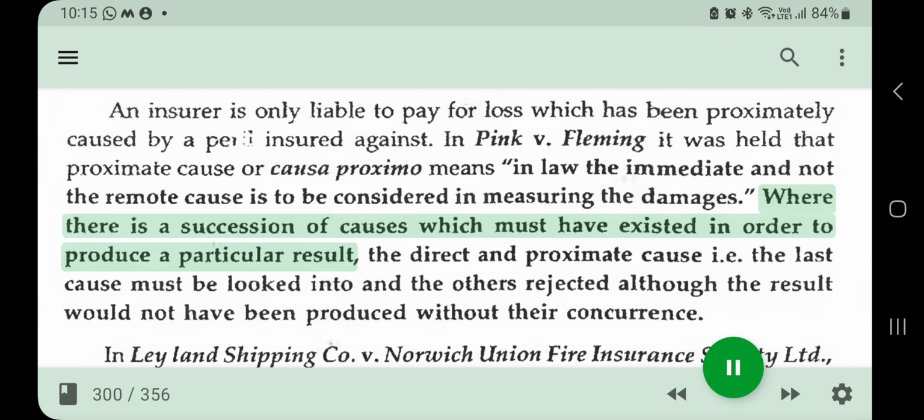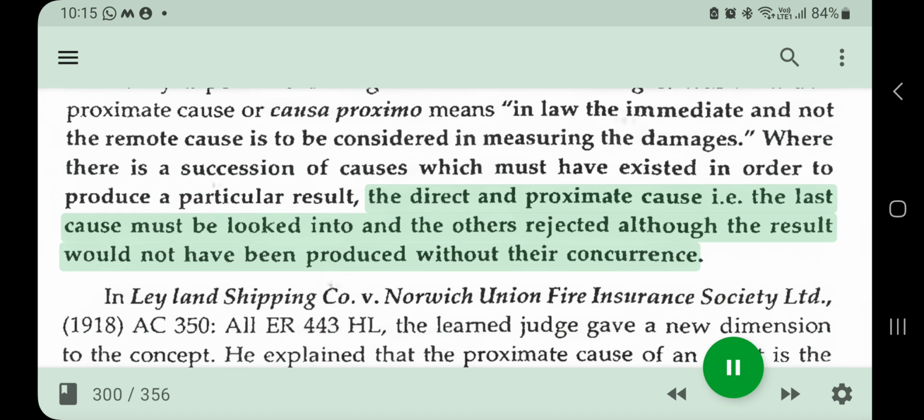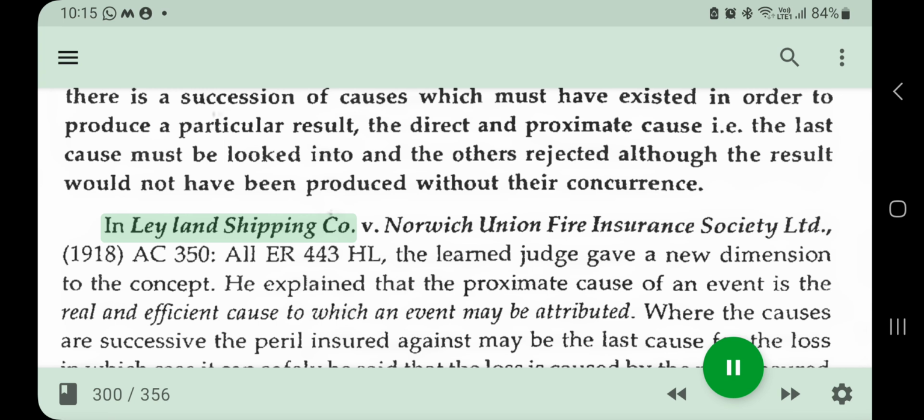Where there is a succession of causes which must have existed in order to produce a particular result, the direct and proximate cause, i.e. the last cause, must be looked into and the others rejected, although the result would not have been produced without their concurrence. In Leyland Shipping Company v. Norwich Union Fire Insurance Society Limited.